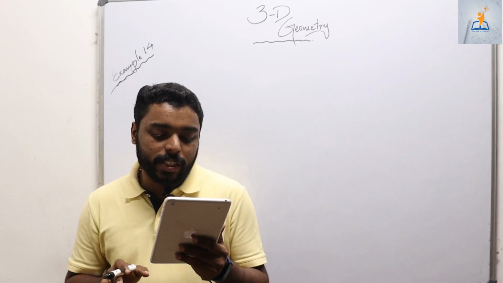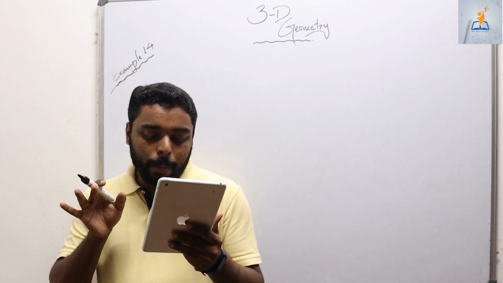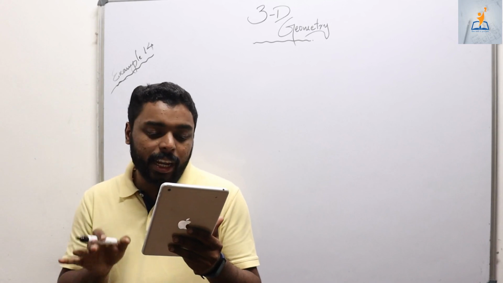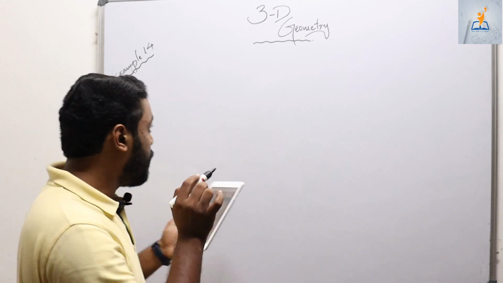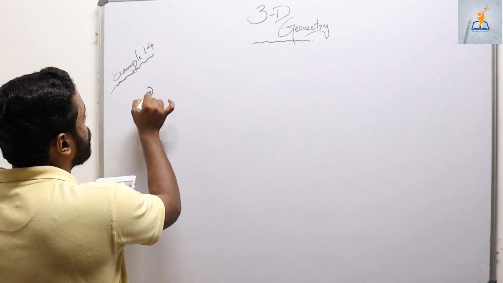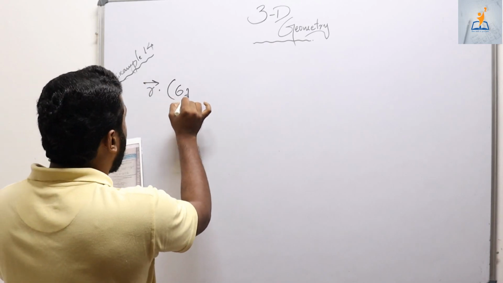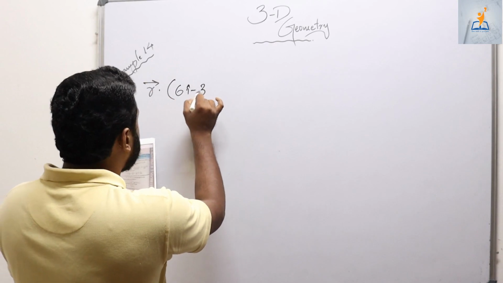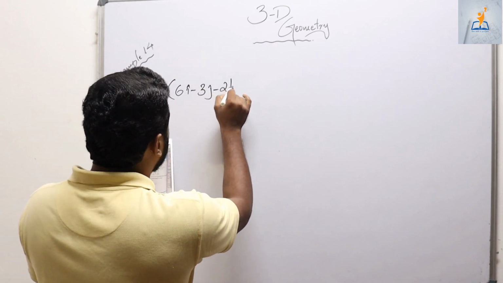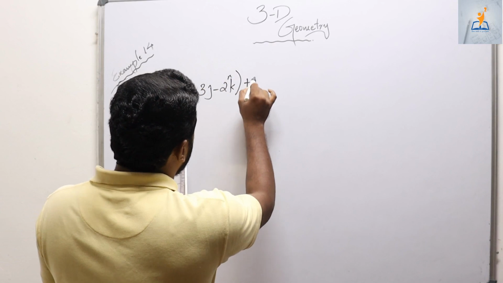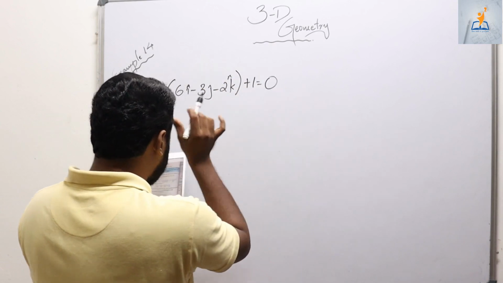Find the direction cosines of the unit vector perpendicular to the plane whose equation is given. We have to find the direction cosines of the unit vector, and the equation of the plane is given by r dot 6i cap minus 3j cap minus 2k cap plus 1 is equal to 0, passing through the origin.